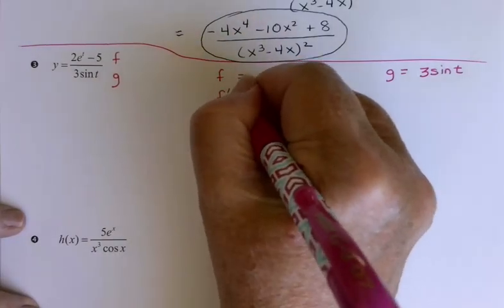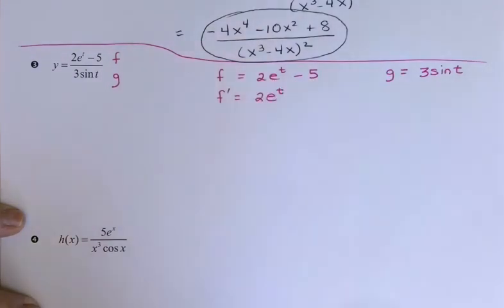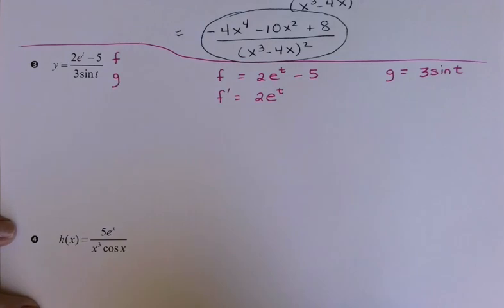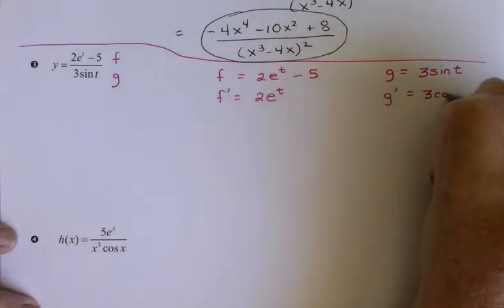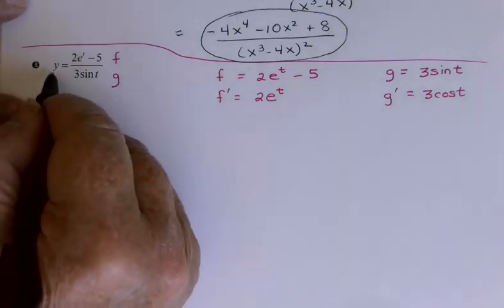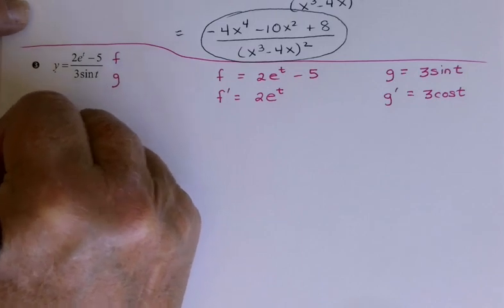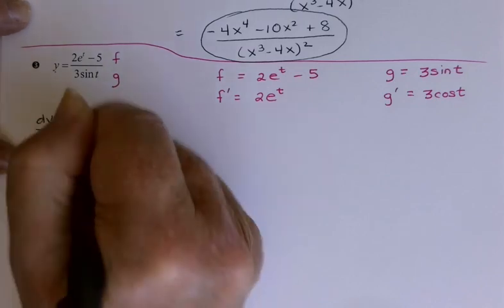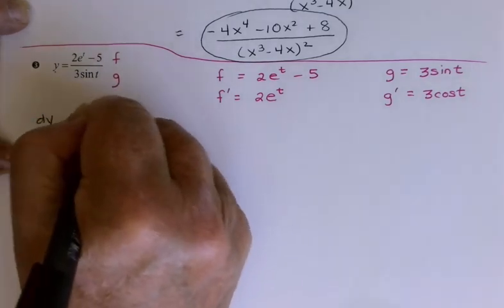That means that f prime will be 2e to the t. The derivative of that constant term 5 is 0. And g prime will be 3 cosine t. So let's see. We haven't used Leibniz notation for a little while. This would be dy dt. And again, it's gf prime minus fg prime over g squared.